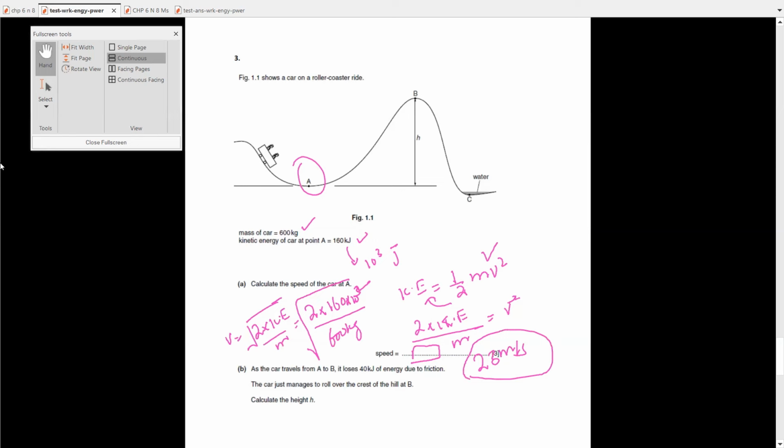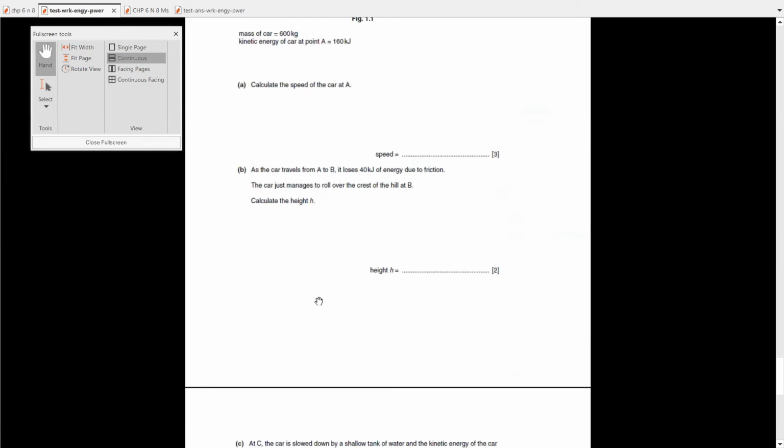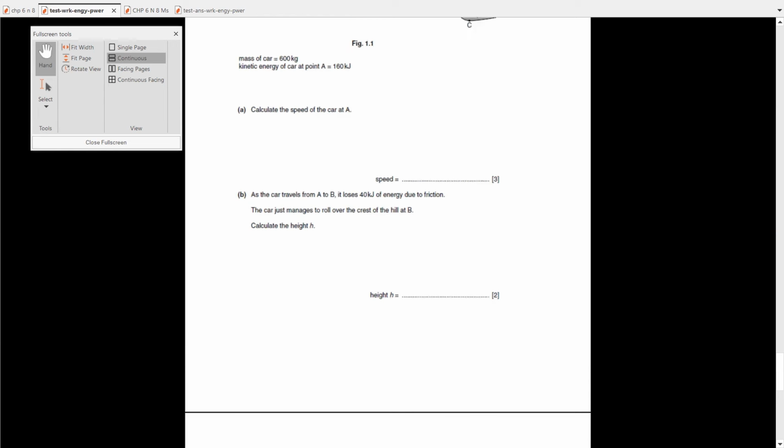Moving on to the next part, we have: as the car travels from A to B, it loses 40 kilojoules of energy due to friction. The car manages to roll over to the crest, and we will calculate the height. First of all, and most importantly, loss of energy is 40 kilojoules. Initial kinetic energy was 160 kilojoules. So first we'll find the difference. We'll have 80 kilojoules of energy now because the rest of the energy has been wasted in the form of thermal energy. So while using this, we'll use this 80 kilojoules.